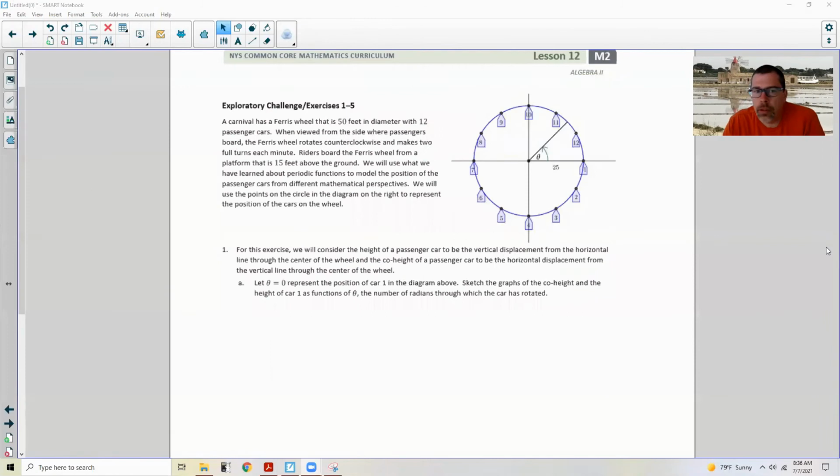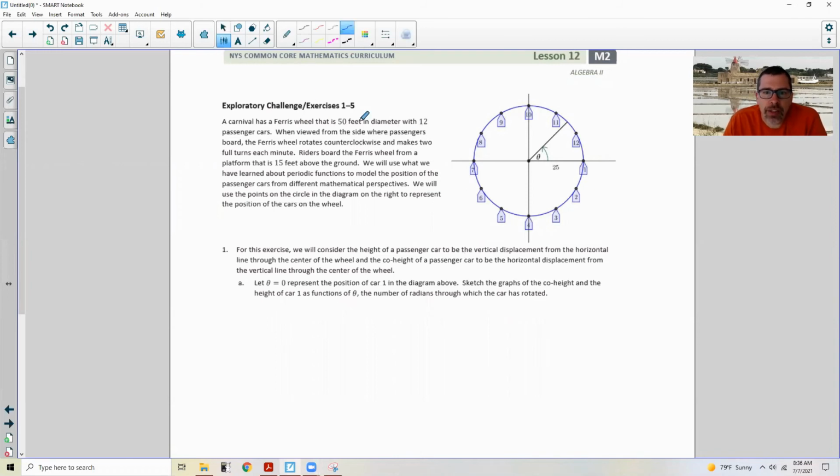All righty. Okay, page 2 brings us to exploratory challenge exercises 1 through 5. So a carnival has a Ferris wheel that is 50 feet in diameter with the 12 passenger cars. Okay, so if you have 12 passenger cars, 360 divided by 12 is 30 degrees. So every passenger car is 30 degrees apart. So car number 1 being at 9 o'clock, this is 30, 60, 90, 120, 150, 180, 210, 240, 270, 300, 330, 360, and we're back to the beginning. So they're each 30 degrees apart.